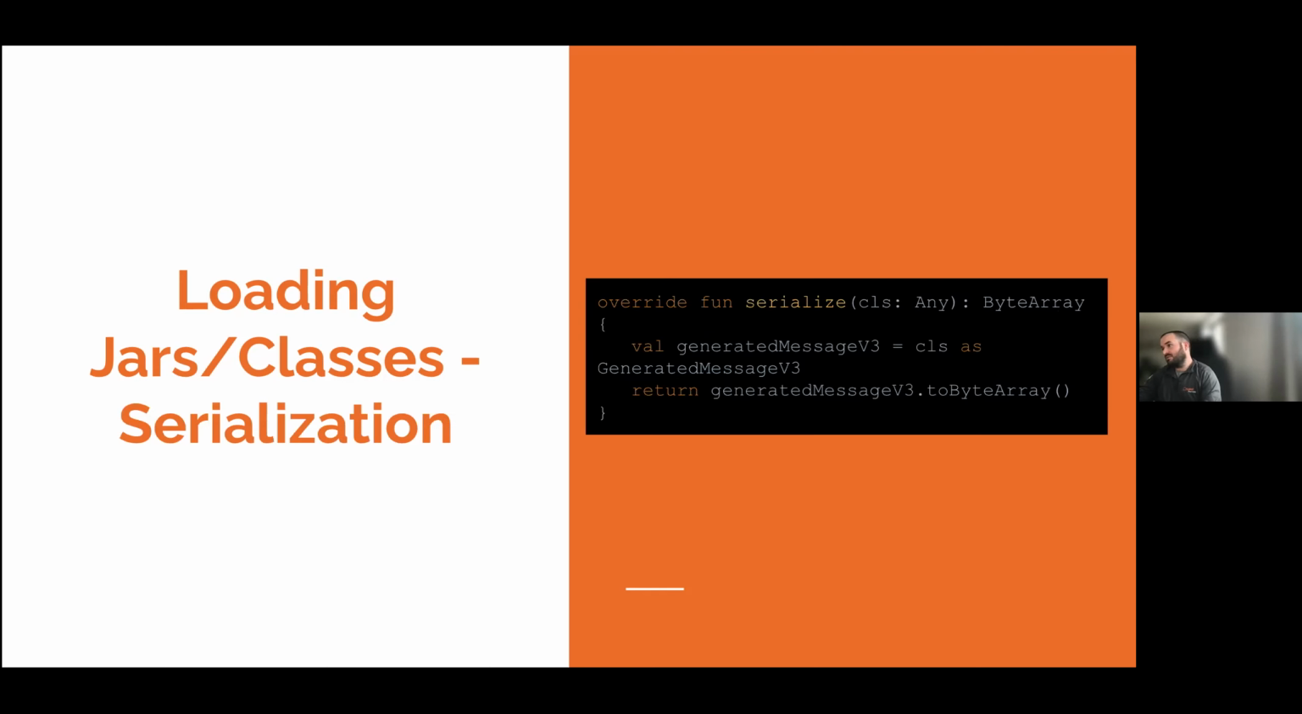So serialization is pretty simple. Once you have your generated class from the Kotlin scripting, you just call the interface to byte array and it serializes it. This is for the generated message v3. It's similar for the ProtoKT DSL. I'll probably make this a bit more type safe and get rid of any here.